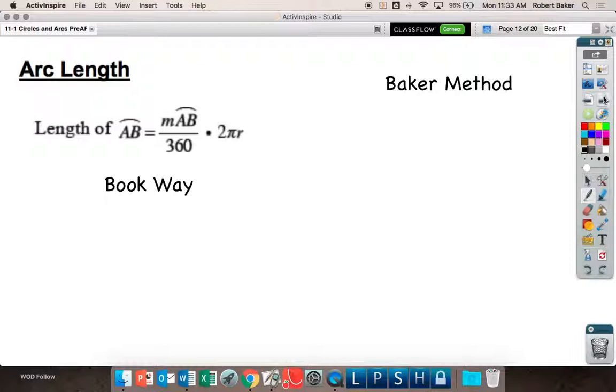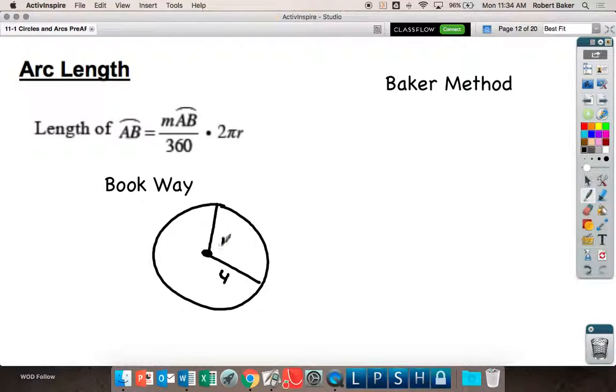So let me describe what we're actually doing. You're going to get a circle, and you're going to have a couple pieces of information. It's going to ask you for the length of AB right here. So if you know that the radius is 4 and the angle describing the arc is 100 degrees, you have a way to find the length of the line. It's called an arc length. It is a portion of the circumference.